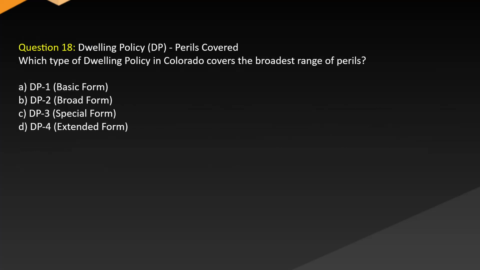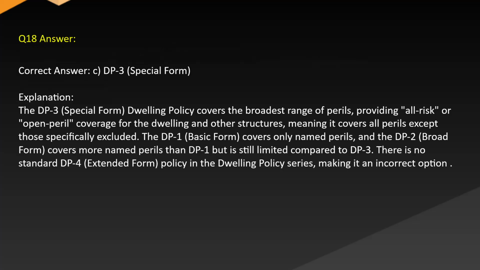Question 18. Dwelling policy, DP. Perils covered. Which type of dwelling policy in Colorado covers the broadest range of perils? A. DP 1, basic form. B. DP 2, broad form. C. DP 3, special form. D. DP 4, extended form. Correct answer: C. DP 3, special form.